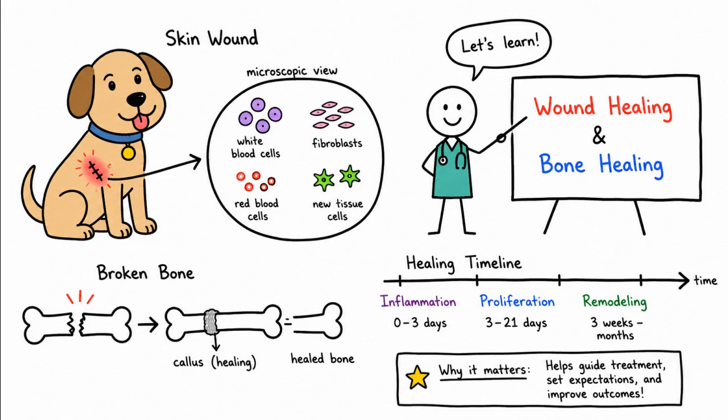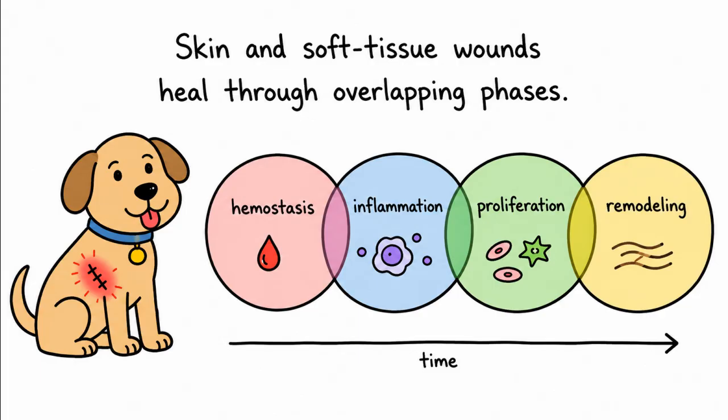Today we are going to talk about the phases of wound and bone healing in veterinary medicine, what happens microscopically, how long each stage takes, and why the timeline matters clinically. Skin and soft tissue wounds heal through overlapping phases.